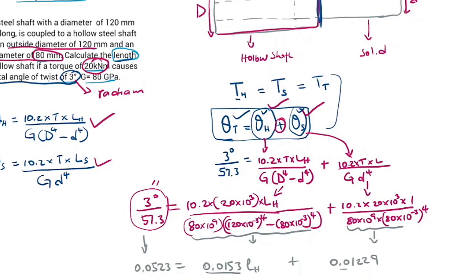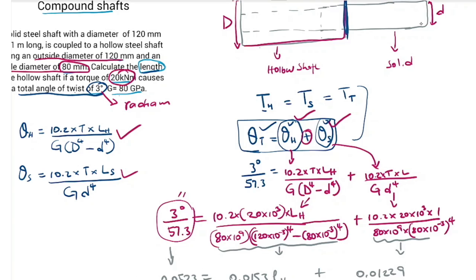You must be careful here. For the hollow shaft, it is the external diameter to the power 4 minus the internal diameter to the power 4. Here is for the solid part. You see here that they are not the same. On the bottom, both sides are not the same.